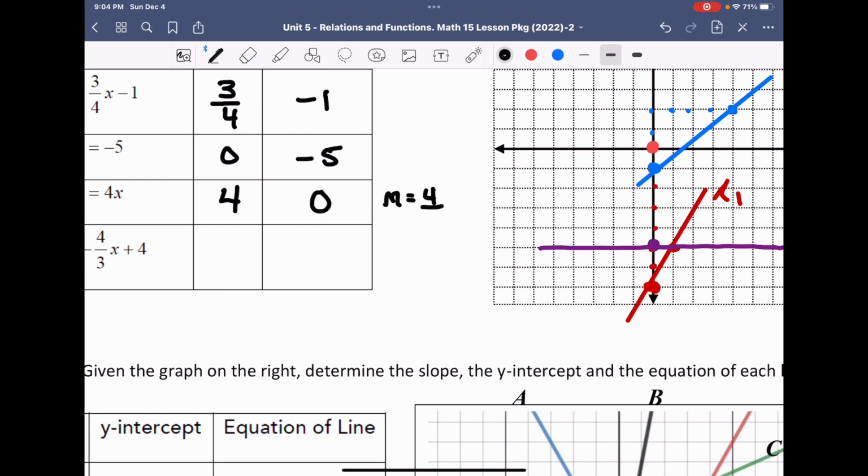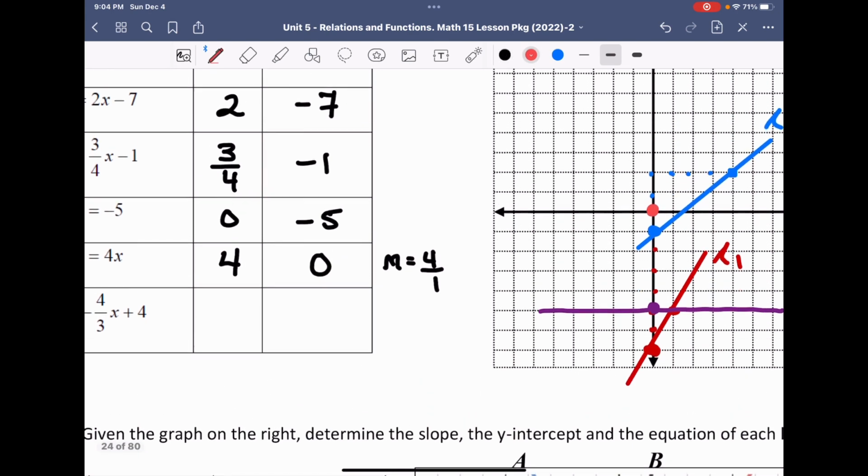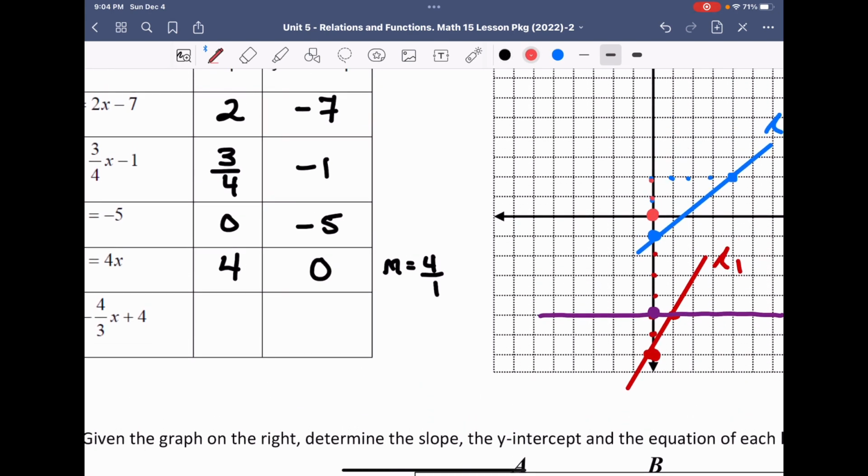We rise by 4 units over 1. So in the pink here, we're going to go up 4 units, 1, 2, 3, 4, and over 1. There's our second point. We can connect those two points here, and we're going to call this our L4.